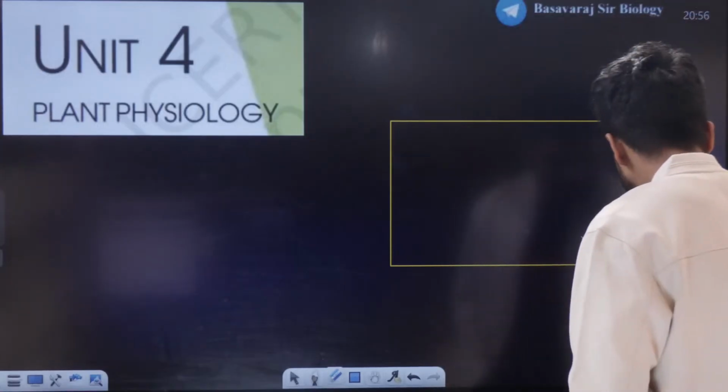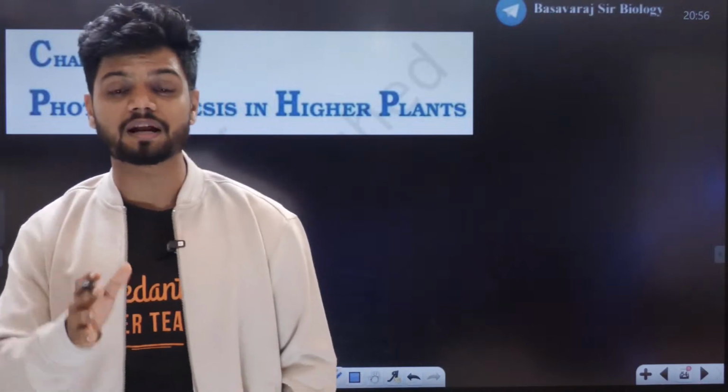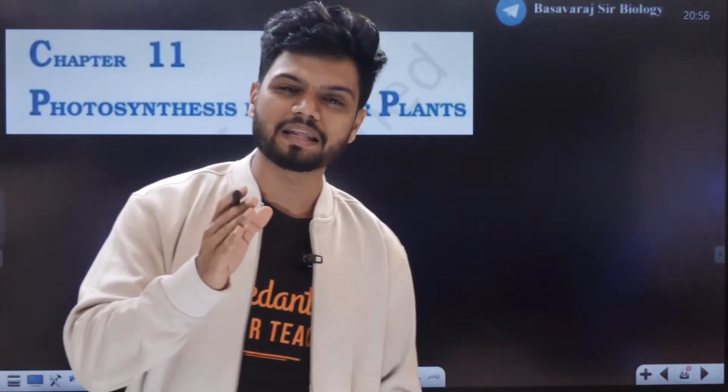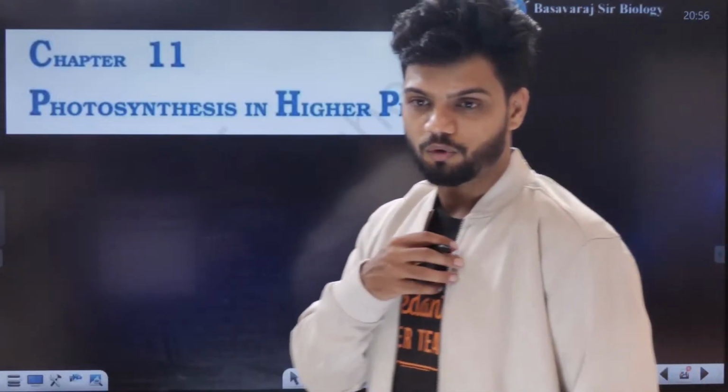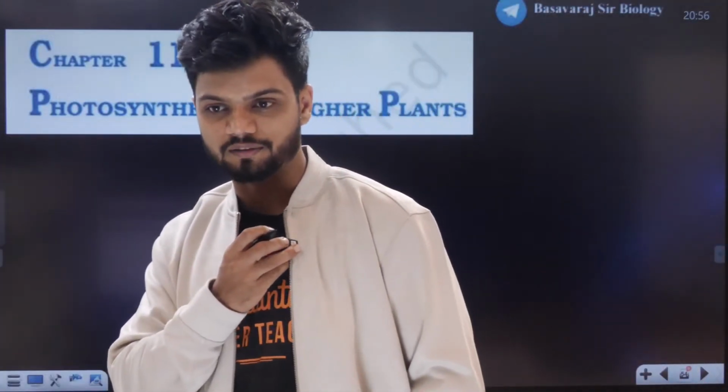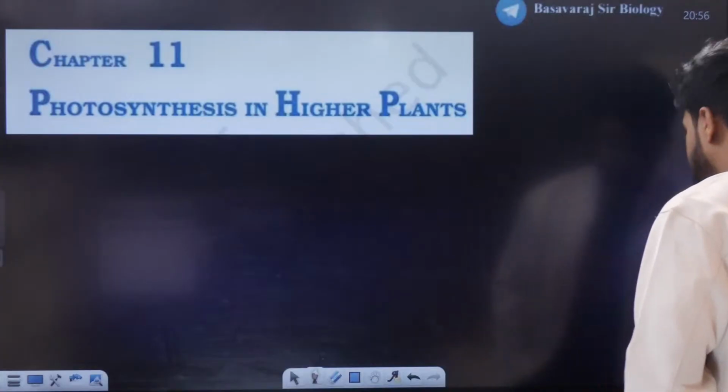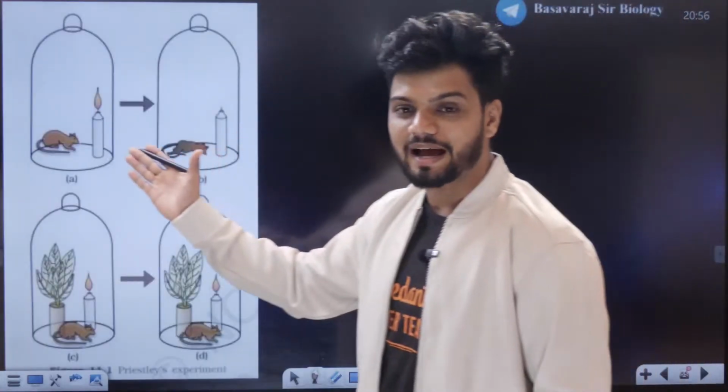Now let's start with the first chapter, that is photosynthesis in higher plants. All the diagrams, because there are many diagrams from this chapter. Starting with the first diagram. Now, the first diagram on the board.